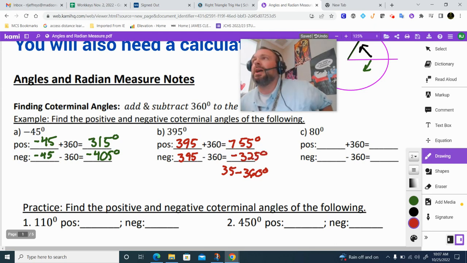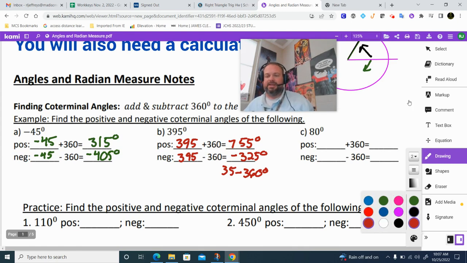If the angle is already over 360, you know you're going to have to subtract more than once for a negative number. That might be something to write down on your paper, put on your orange sheet, something to that nature.